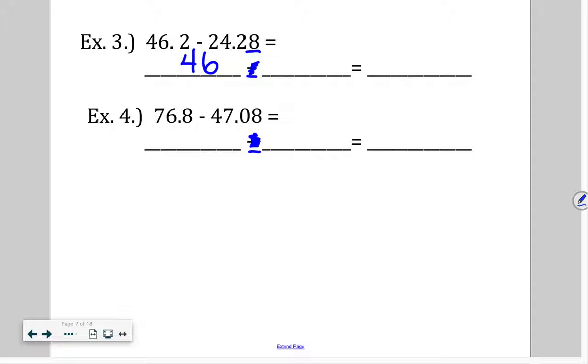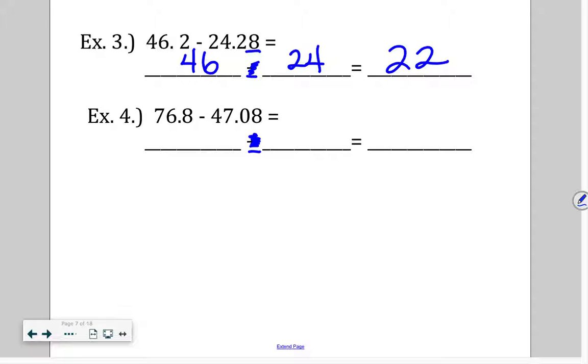24 and 28 to the nearest whole number would be? 24. Now truly, if I were doing this and I got to choose, I'd go to the tens place in both of those. Because wouldn't it be easier to say 50 minus 20? Yeah. Okay, so if I got to choose, that's what I would do. But my directions were specific, and they said to go to the ones place, or to the nearest whole number. So now, what is 46 minus 24? 22. Everybody agree? So 40 minus 20 is 20, and 6 minus 4 is 2, so 22, approximately.